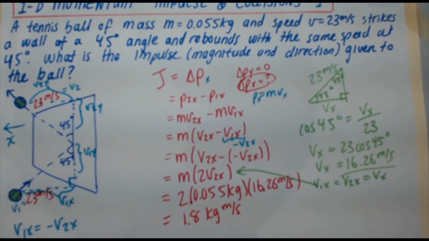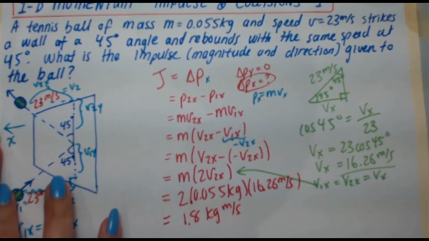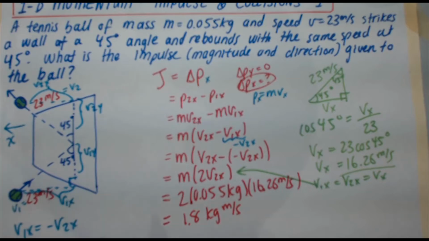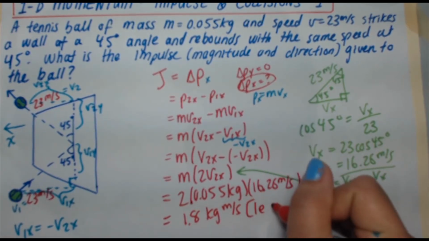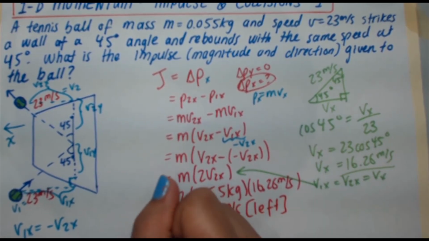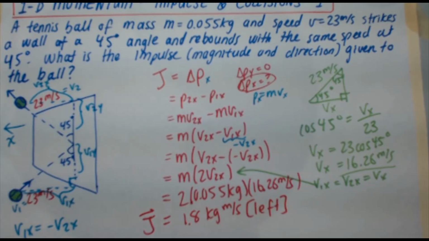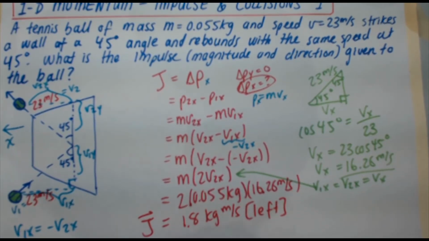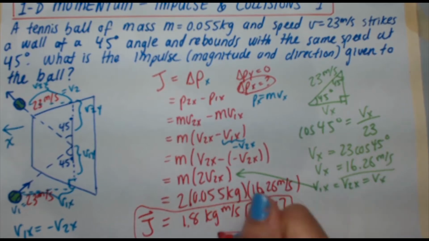Now, the change in momentum is to the left because you see our number came out positive, and I defined left to be positive based on this. Okay, so 1.8 kilogram meter per second to the left, that is our impulse. Make sure you put the vector symbol on top because we are stating the direction this time, along with the magnitude.